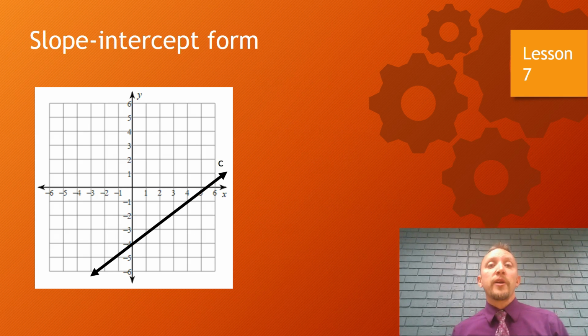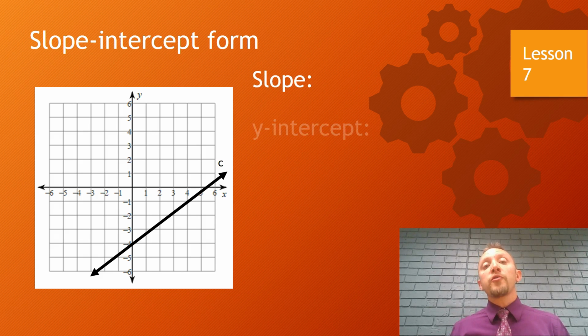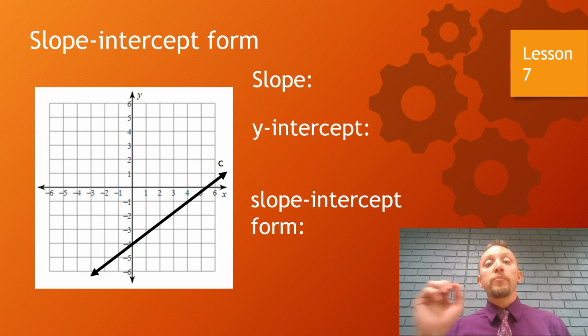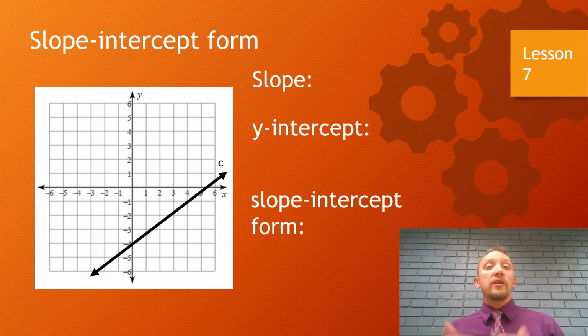I want you guys to try this one on your own. So again, you're going to find all 3 things: the slope, the y-intercept, and slope-intercept form. So why don't you pause the video, find each of these pieces, and I want to make sure that it's clear, so I want you to write it out in your notes. Slope equals, y-intercept equals, and then write it in slope-intercept form. So pause the video and hit play when you're ready to check to see if you got it right.